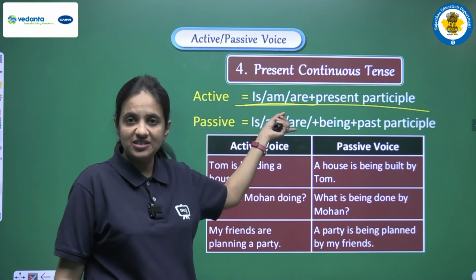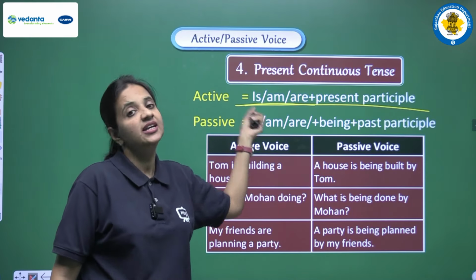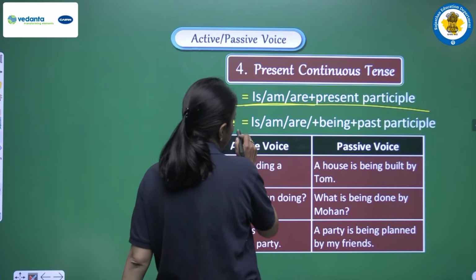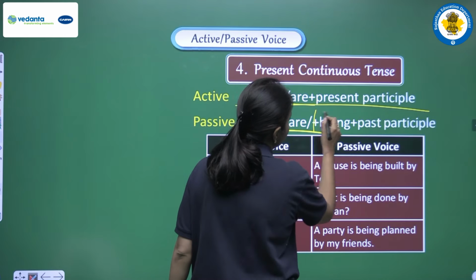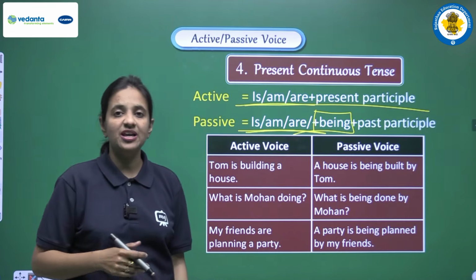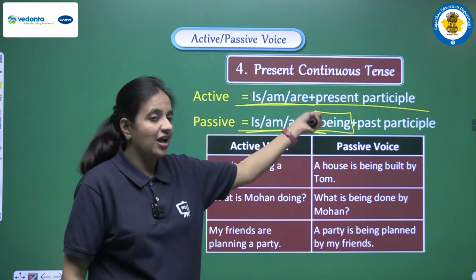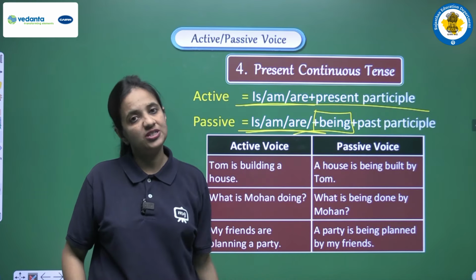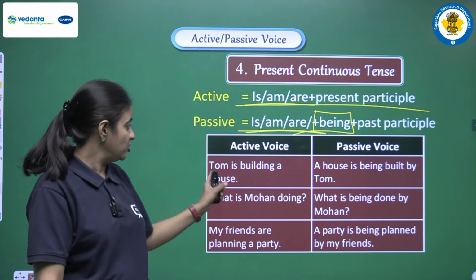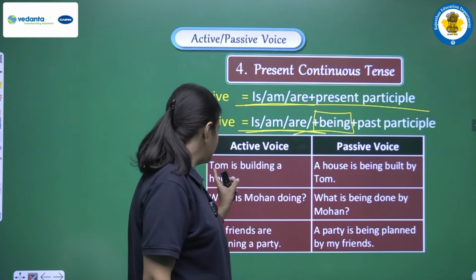So if we are having present continuous tense in active voice, then in passive voice we have to use is, are, am plus being. Okay, with is, are, am we have to add being, and after that we all know we have to use third form of the main verb. So let's see how.